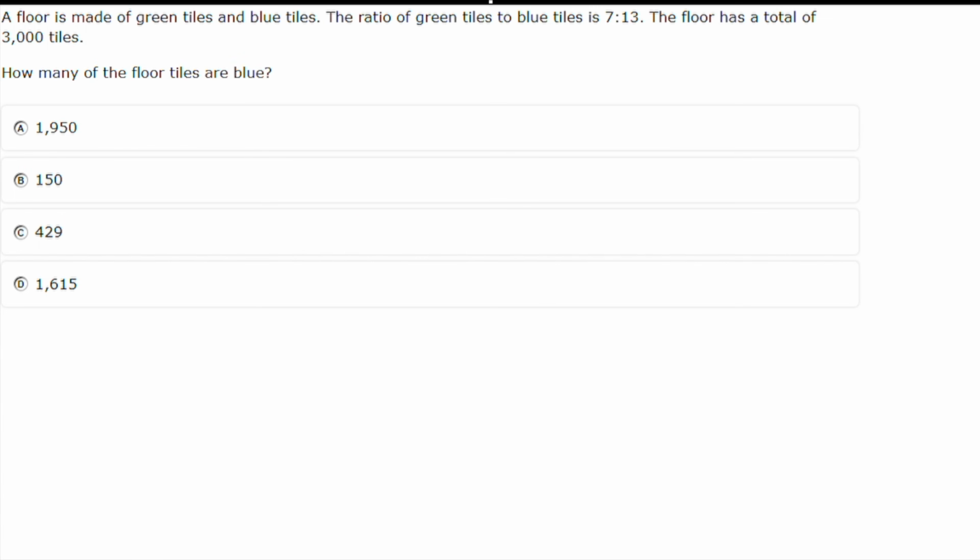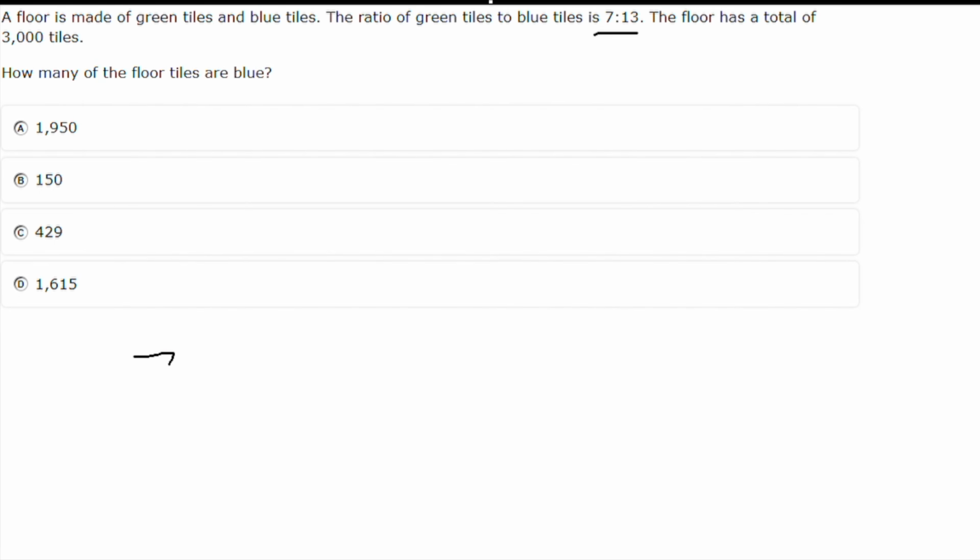All right. Question 6 says a floor is made of green tiles and blue tiles. The ratio of green tiles to blue tiles is 7:13. The floor has a total of 3,000 tiles. How many of the floor tiles are blue? All right. Let's take a look at this question. So we have a ratio of green tiles to blue tiles, which is 7:13. Okay. 7:13. So we need to keep this ratio in mind.